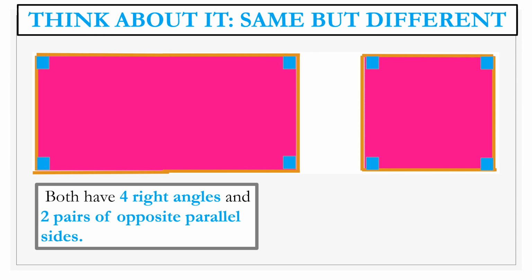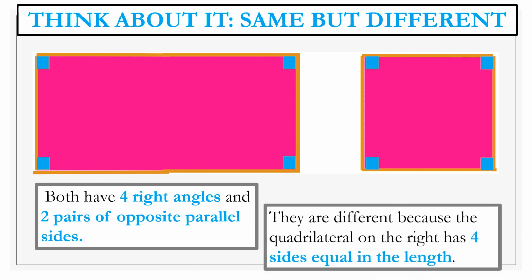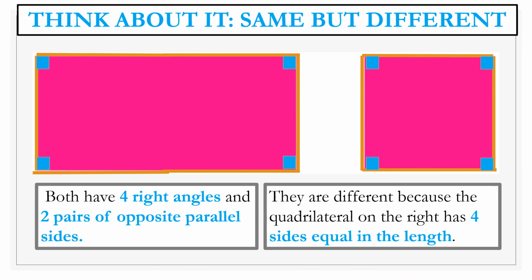However, there is a difference. When we take a look at the quadrilateral on the right, I'm noticing something about the sides. Do you see it? Yes, all 4 sides are congruent or equal in length. So these 2 polygons or quadrilaterals are different because the quadrilateral on the right has 4 sides equal in length. When we compare and contrast polygons, it's important to notice the attributes they have in common as well as attributes that they don't have in common.